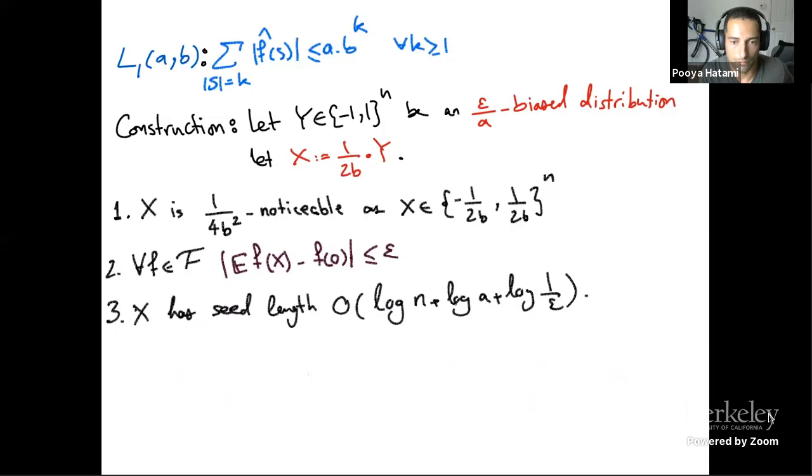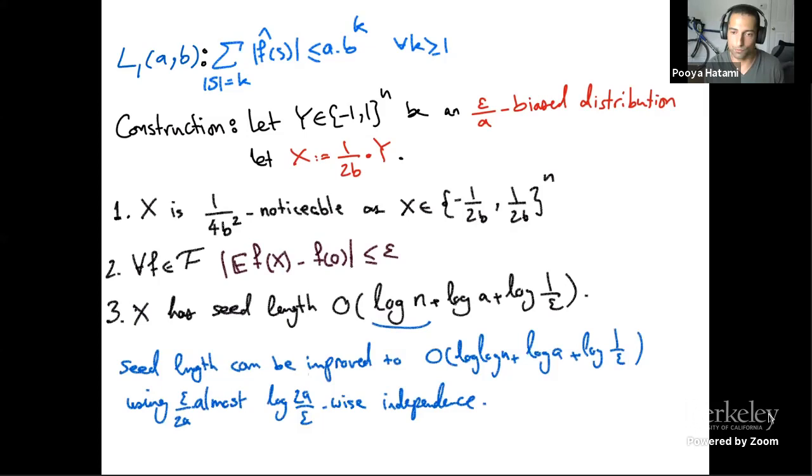I want to just mention also the seed length of this construction. All of the randomness that we used was to sample a small Bayes distribution, and you can do this with log n plus log a plus log 1/ε. If you care to improve this, you can do this analysis slightly more carefully by treating the large coefficient separately and using almost k-wise independence. And you can make the dependence on n log instead of log n. Okay. If you have any questions, please go ahead.